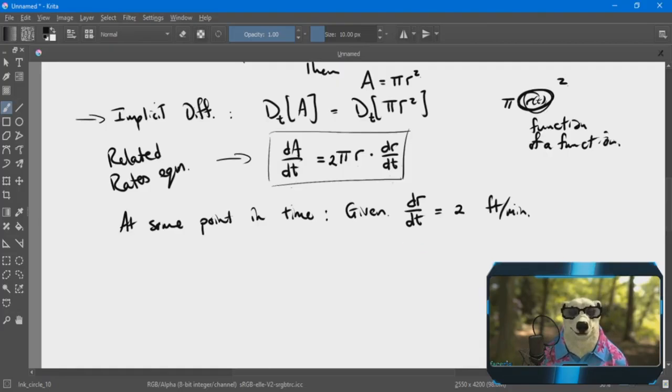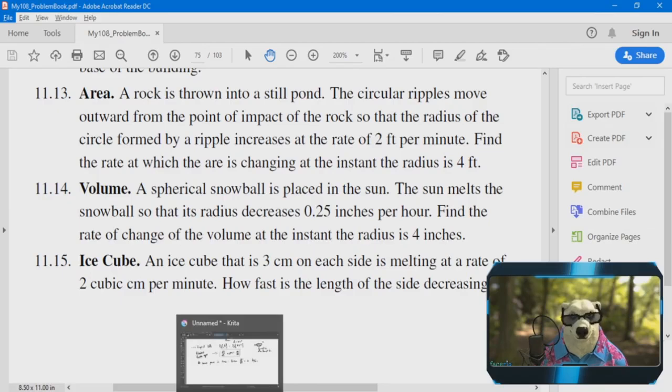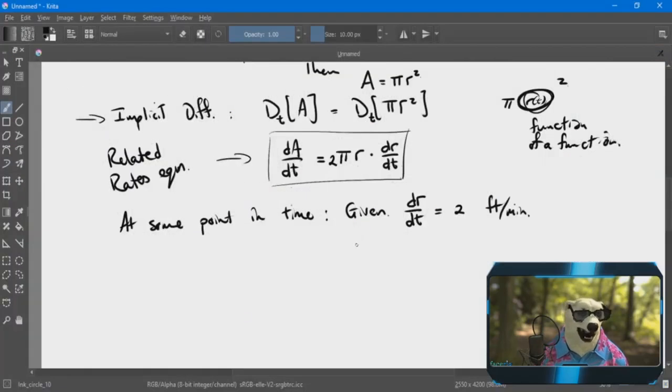So we're given the rate of change of the radius is 2. We want to find the rate at which the area is changing. The rate at which the area is changing. So we want the rate of change of the area.